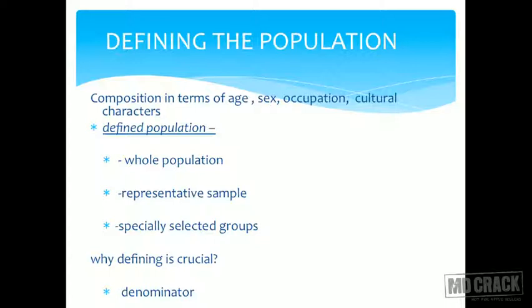Why is defining crucial? Again, you want the denominator. Okay, remember we are people in search of the denominators. The numerator was the easy part, the denominator was the difficult part. So we want a good denominator, and therefore defining the population is crucial.